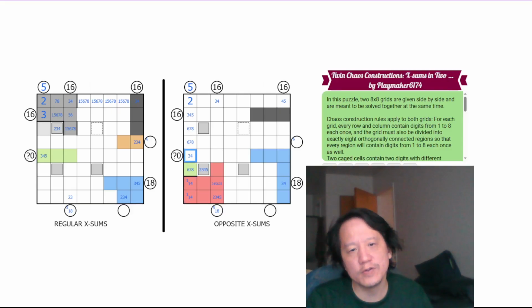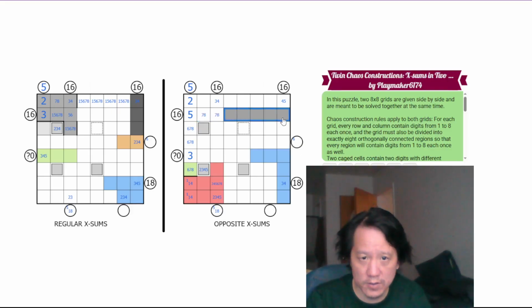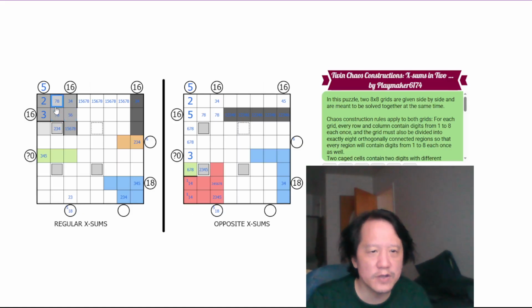One, 4, that's 3. This is 5. 7, 8 as a pair. 3, 4, 6. This is 7, 8 as a pair. No 7, 8 here. This would be 4. So that would force this to be 3, which means this can't be 3. This can't be 3. That's 4, 5.